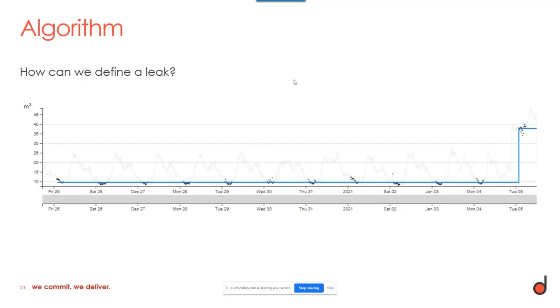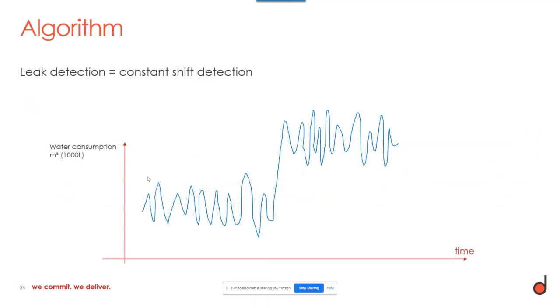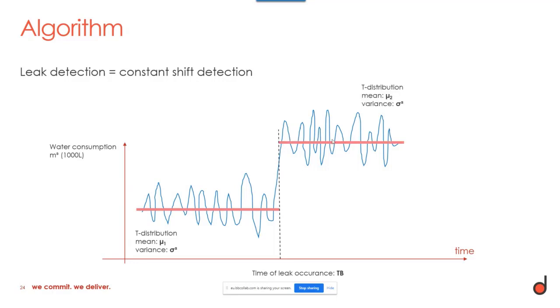Let's say that this is normal water usage at this time. What we try to do is fit a certain mean with a t-distribution with a certain variance. Then at some point, something changes in the volume levels, and we see that the same variance appears again on the other side of the volume shift, but with a different mean. So the difference between both detected means is the size of the leak.